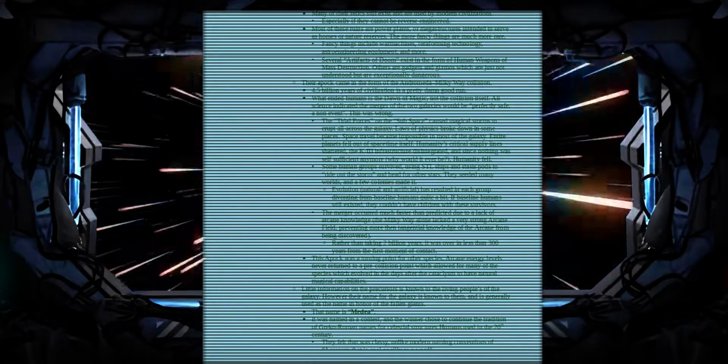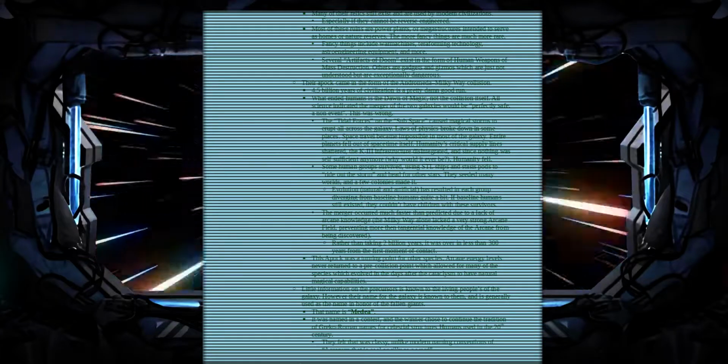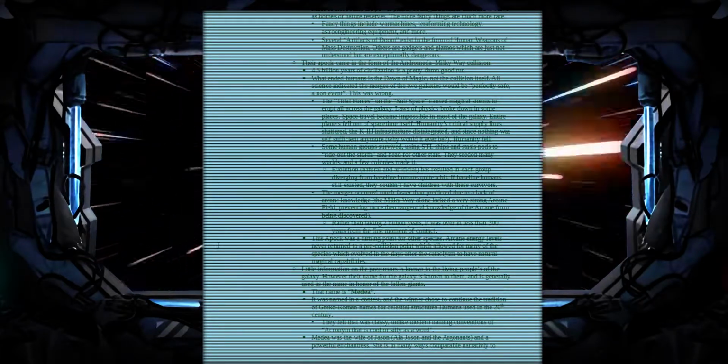Now, some human groups survived, of course, using slower-than-light ships and stasis pods to ride out the storm and head for other stars. They seeded many worlds, and a few of their colonies made it.